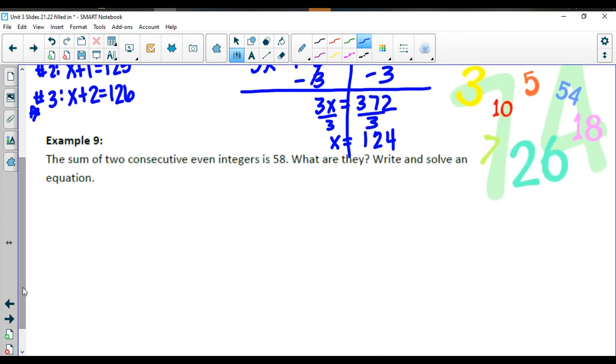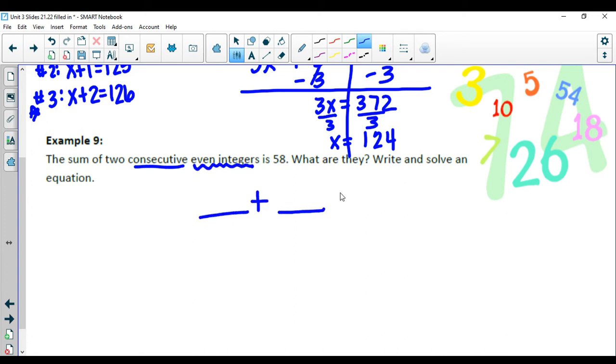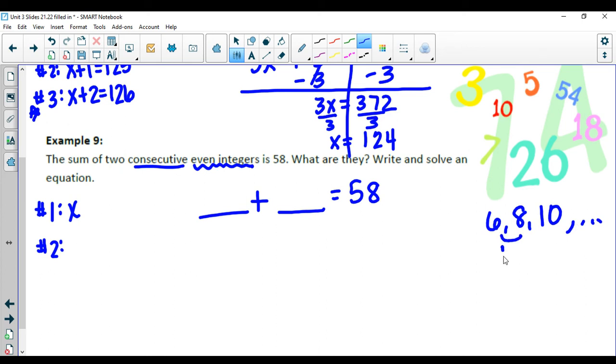Example number 9, we have consecutive again, so we're going to be counting, only this time we're counting by evens. So we have 2 numbers that we're going to add together, and we're going to get a sum of 58. So we have number 1 and number 2. We're going to start by calling number 1, x. Counting numbers, we added 1 every time. But if I asked you to count by evens, 6, 8, 10, every time you go, you're actually adding 2. So instead of x plus 1, when I count or go by evens or even odds, I'm adding 2. So it would be x plus 2. So I'm going to have x as my first number and x plus 2 as my second.